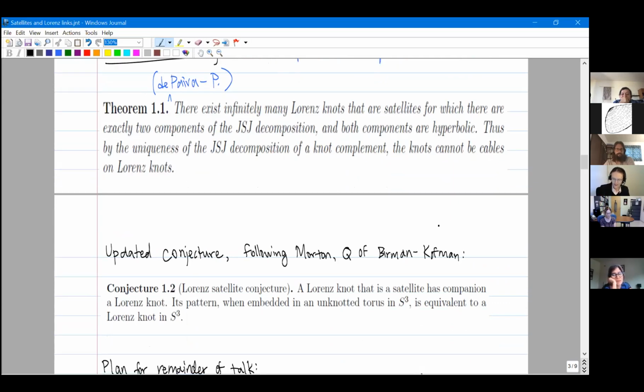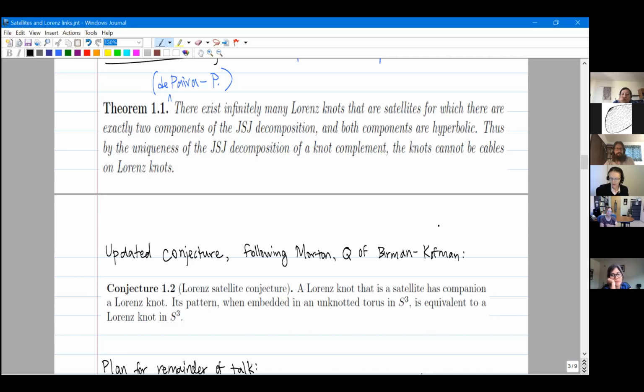We're calling it the Lorentz satellite conjecture, which is that a Lorentz knot that is a satellite has companion Lorentz knots, and its pattern, when embedded in an unknotted torus in S3, is equivalent to a Lorentz knot in S3. Okay, so not too far off.